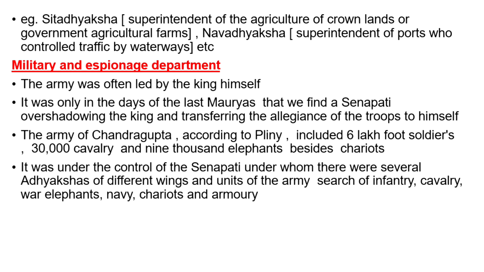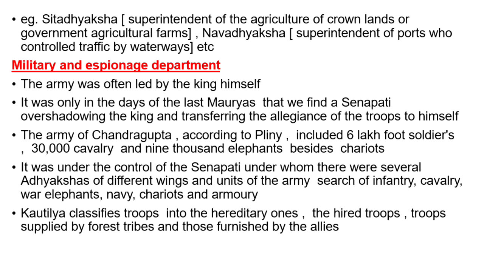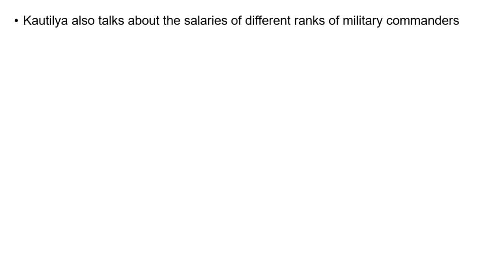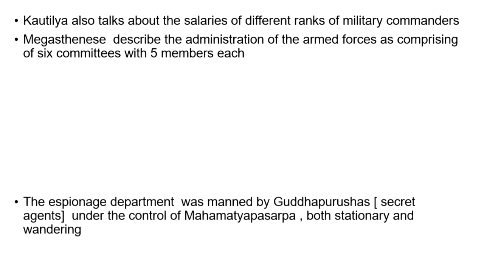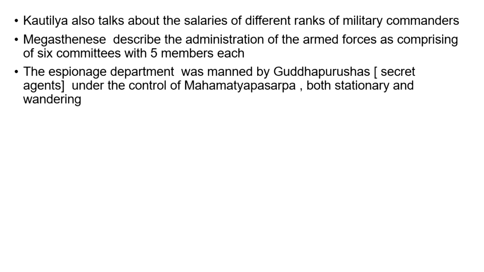such as of infantry, cavalry, war elephants, navy, chariots and armory. Kautilya classifies troops into the hereditary ones, the hired troops, troops supplied by forest tribes and those furnished by the allies. Kautilya also talks about the salaries of different ranks of military commanders. Megasthenes describes the administration of the armed forces as comprising 6 committees with 5 members each. The espionage department was manned by Gudhapurushas, secret agents under the control of Mahamatyapasarpa, both stationary and wandering.